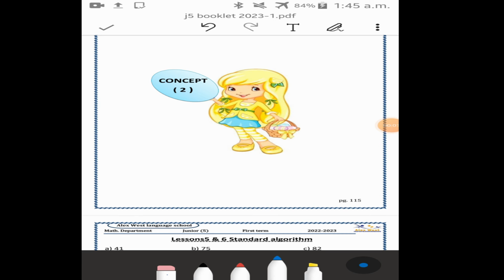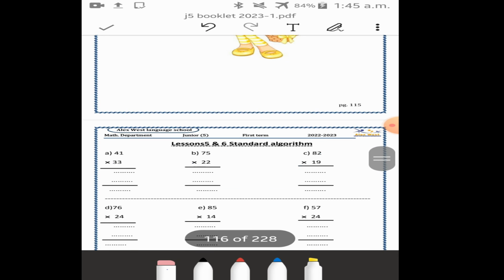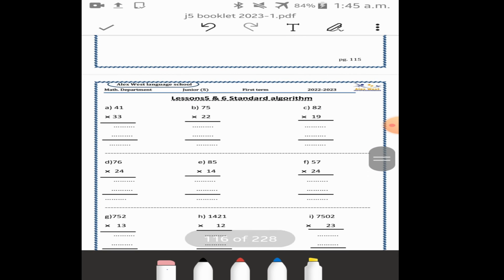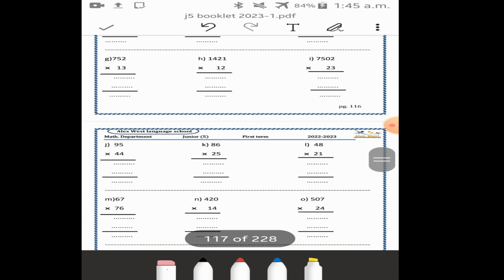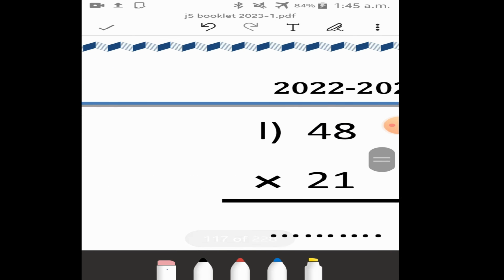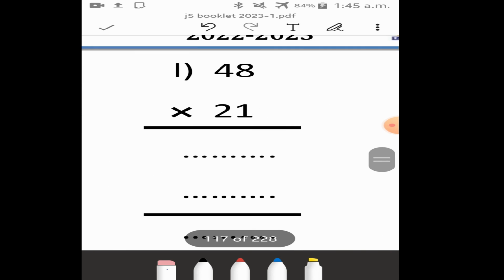In chapter 3, concept 2, we will talk about the standard algorithm in lesson 5 and lesson 6. In lesson 5, he's talking about how to multiply two numbers, each number formed from one or more digits. For example, if we take this example, 48 times 21.